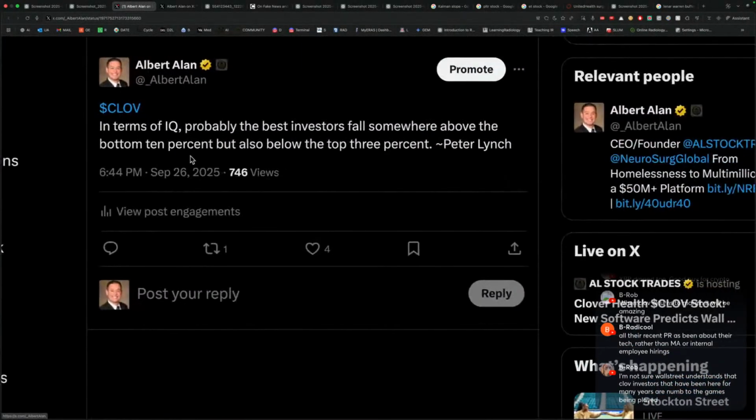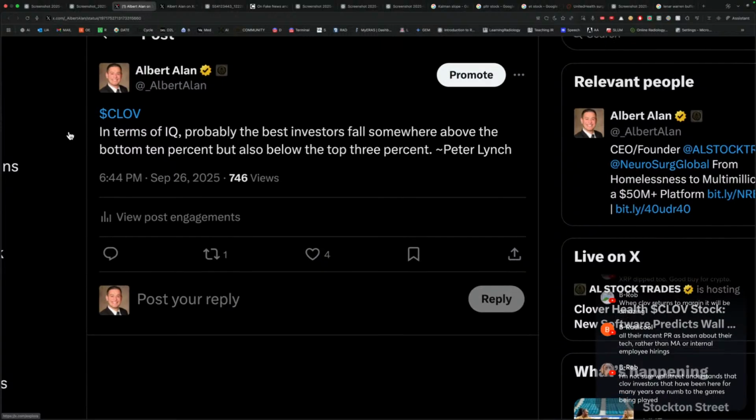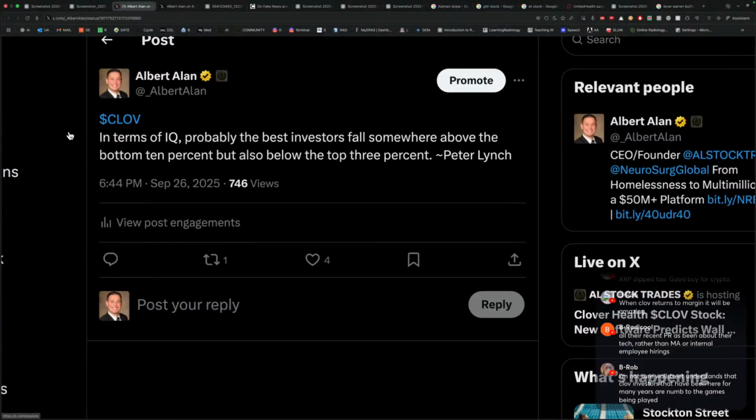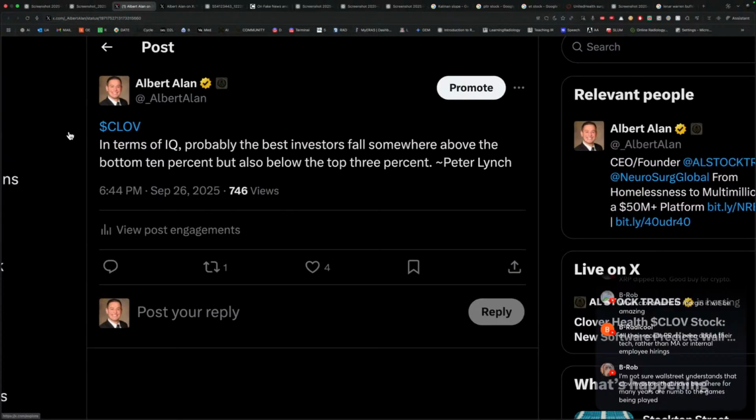So, CLOV. All right. In terms of IQ, probably the best investors fall somewhere above the bottom 10%. You don't want to be below the bottom 10% because you're not smart, but also below the top 3%. You don't want to be some genius, nerdy nut in an ivory tower that doesn't know the difference between your head and your ass, right? You're not really going to do well, right? You got to be somewhere in between.